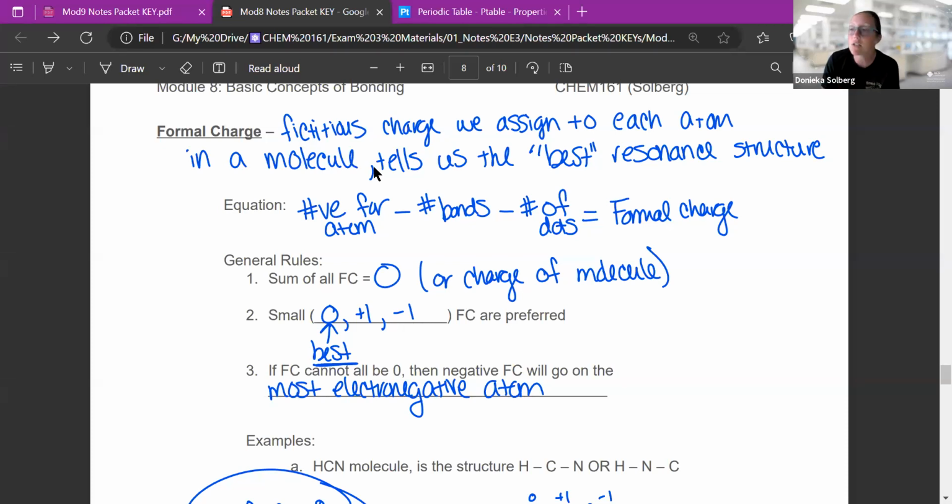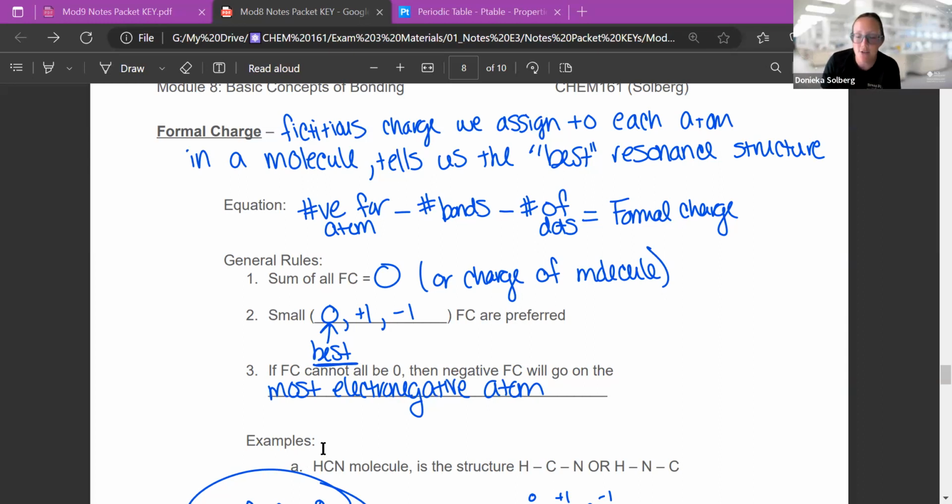However, if your formal charges cannot all be 0, then the negative formal charges should go on your most electronegative atom, because those are the ones that like to have the electrons. So you want to shoot for all 0s. But if you're looking at 3 structures and there's no way to have all of the atoms be 0, whichever one has the least formal charges and the negative on the most electronegative atom, the one furthest up and to the right, that's the best structure.